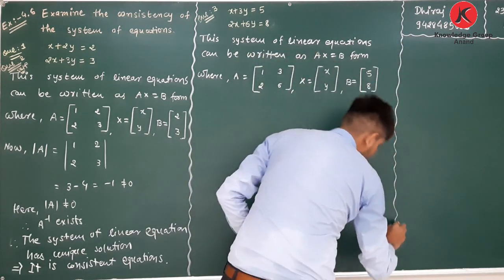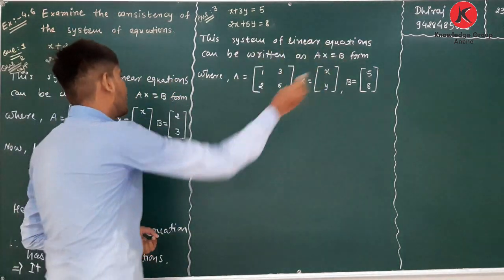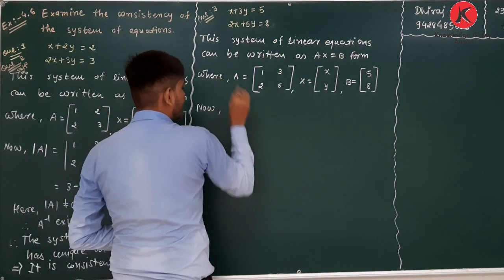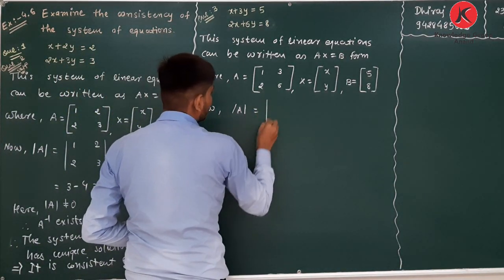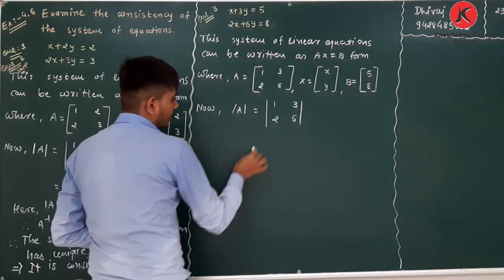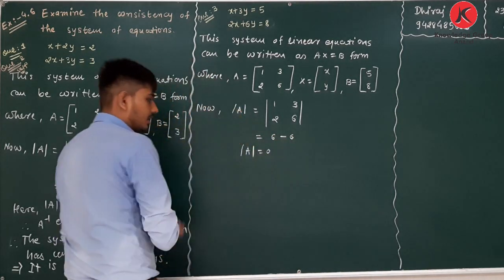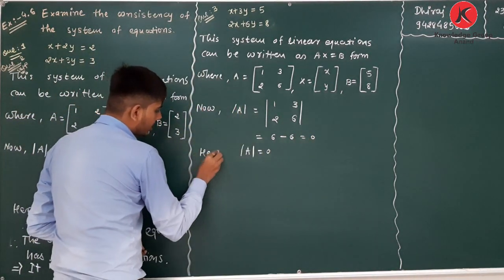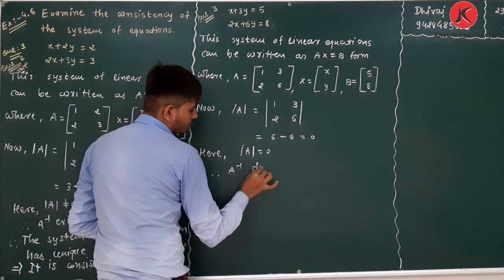Now check whether A inverse exists or not. For checking A inverse, we have to find the value of determinant of matrix A. What is determinant of matrix A? Determinant of matrix A will be |1 3; 2 6|. Simplifying this, we get 6 minus 6, which equals 0. Here determinant of A equals 0. Therefore A inverse does not exist.